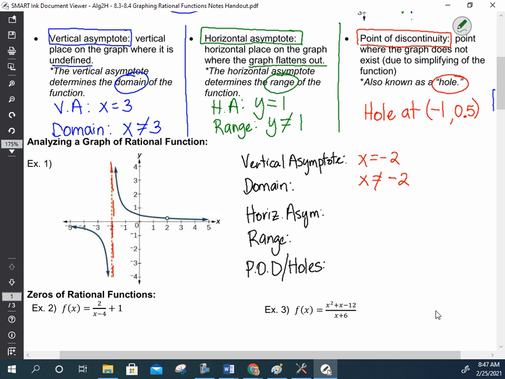Horizontal asymptote. You're looking for where the graph goes flat. This part is going flat right there. This part is going flat right there. So it looks as if it's flirting with 0. It's flirting with y equals 0. So the horizontal asymptote is y equals 0. So your range is y cannot equal 0.